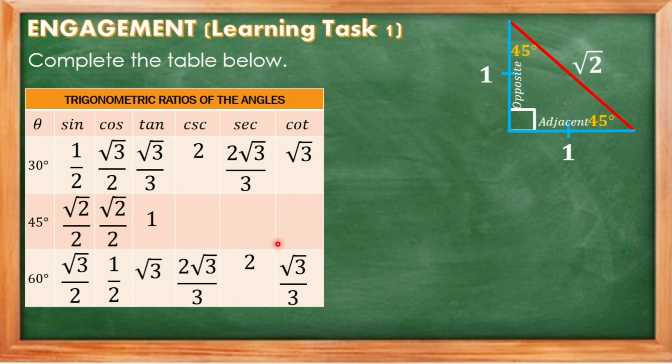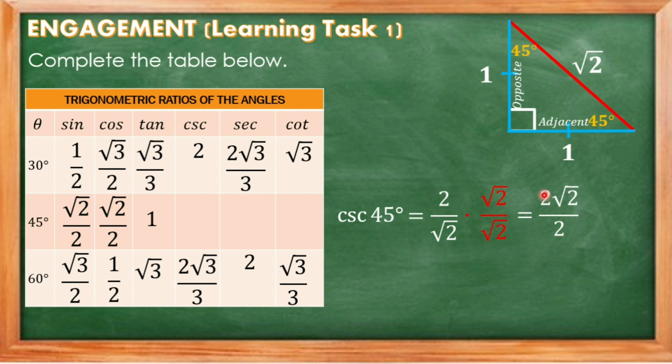Para naman sa secondary trigonometric ratios ng 45 degrees natin, so kukunin lang din natin yung reciprocal ng primary trigonometric ratio sa 45 degrees. Yung cosecant, ang reciprocal niya ay si sine. So, ang sine natin dito ay the square root of 2 over 2. So, pag binaliktad natin yan, magiging 2 over the square root of 2. Since naka-radical pa yung denominator niya, i-rationalize natin by multiplying both the numerator and the denominator by the square root of 2. So, 2 times the square root of 2 is 2 the square root of 2, and the square root of 2 times the square root of 2 is equals to 2.